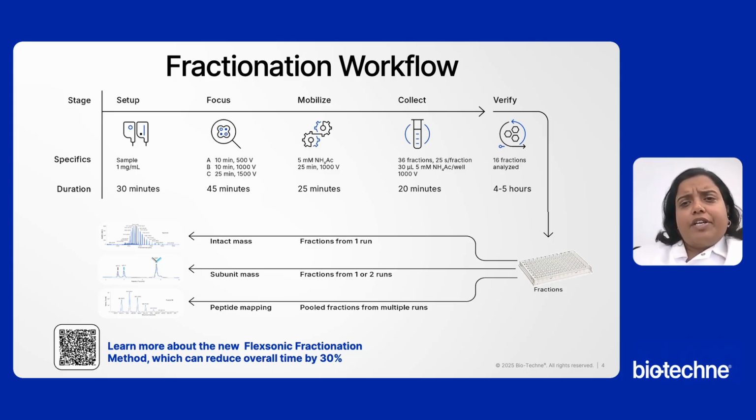The initial fractionation run takes around 4 to 5 hours, but the subsequent runs can take less time by optimizing the collection and the verification steps based on your previous runs. To learn more about the new faster verification method on our MauriceFlex platform, please scan the QR code below.